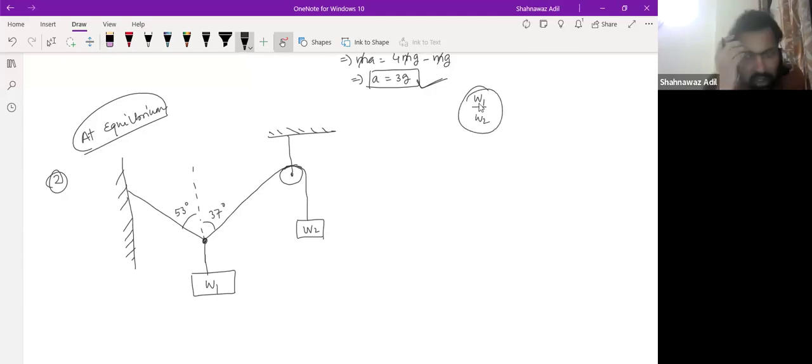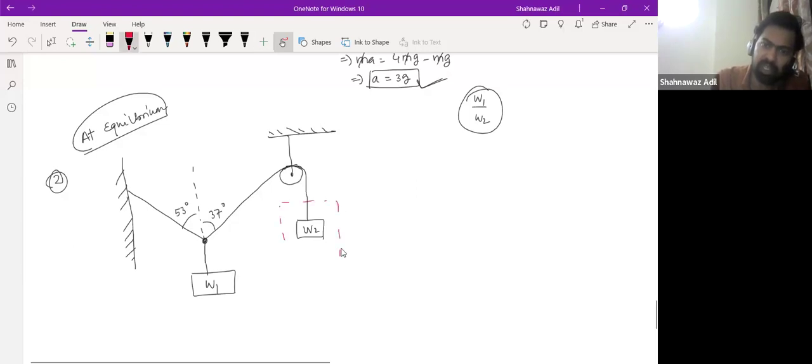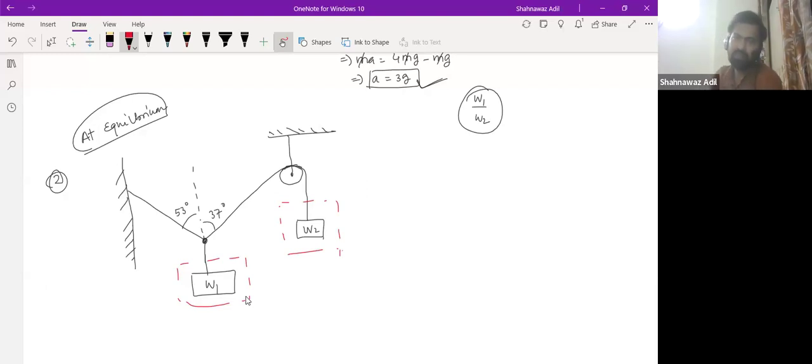Again, we have two parts. So one is this part. So on this block, we have to apply the free body diagram. And remember, it is at equilibrium. So every force, they are balancing. These are not moving. These are stationary. So there's no acceleration in here. Whenever we have acceleration, then we don't have equilibrium. But these things are at equilibrium. So no acceleration.